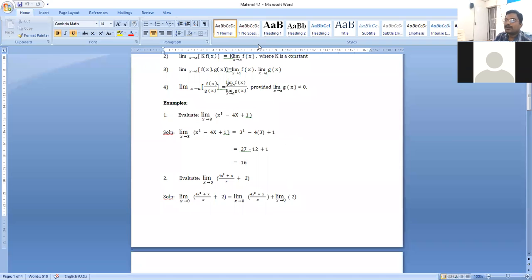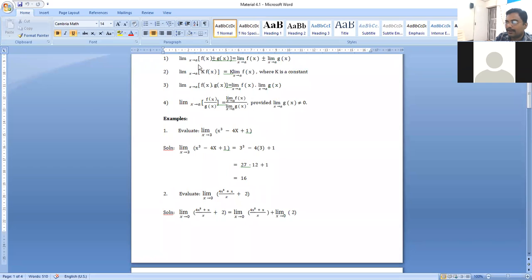So, next problem: evaluate the limit as x tends to 0 of (4x cube plus x by x) plus 2. You have to apply the first property, limit x tends to a of f of x plus or minus g of x. So you have to apply the limit for both of these functions. First one is f of x, and 2 is g of x.